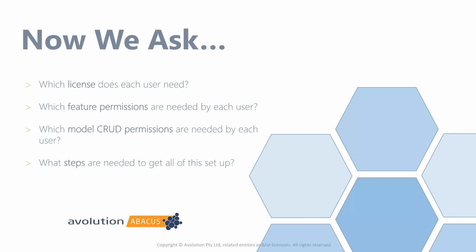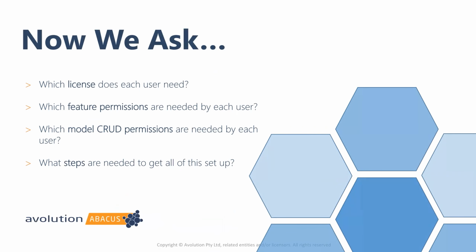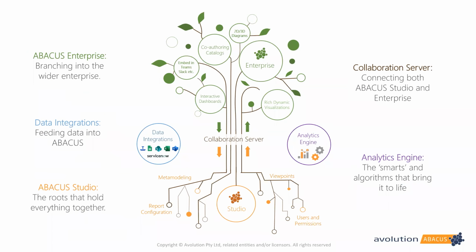And so we're going to answer the following questions. Which license does each user need? Which feature permissions are needed? Which model CRUD permissions? And then, of course, what steps to get that set up. But before we can answer these questions, we first need to provide an overview.